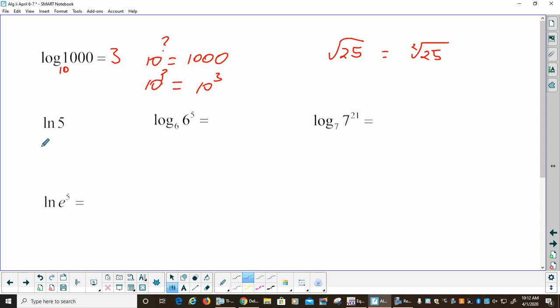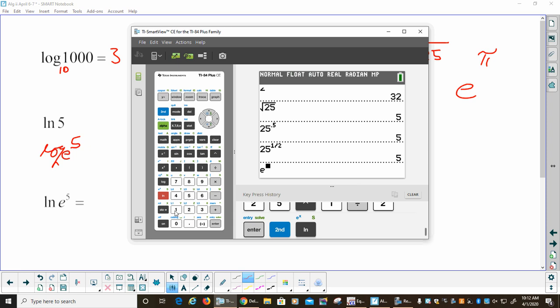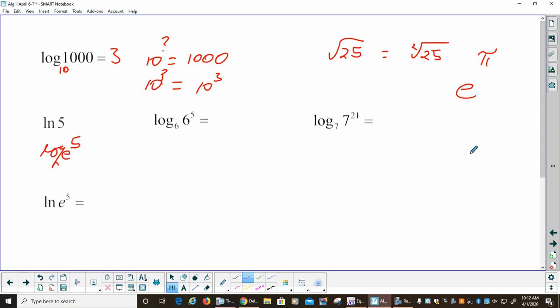Now this, ln, that's not the same as the logarithm. This is the same as log base e of 5. Okay, base e, what is this e thing? E is like pi. I mean, pi is a non-repeating, non-terminating decimal. If you go to your calculator, there's e. If I go second ln, there's e. If I do it to the first power, that's what e is worth. Okay? I know it kind of looks like it's repeating, but it's not. That's been rounded on the end. It's a non-repeating, non-terminating decimal. Okay?